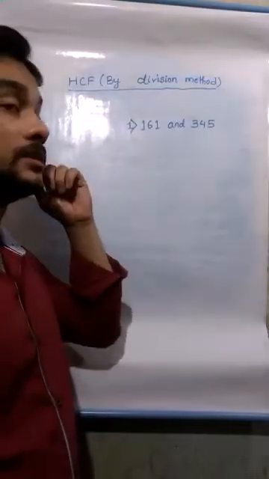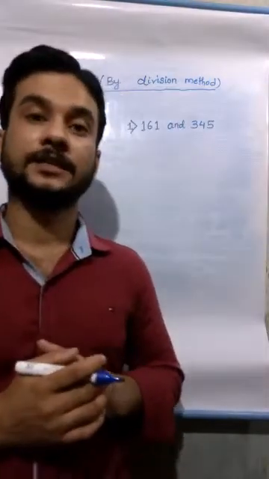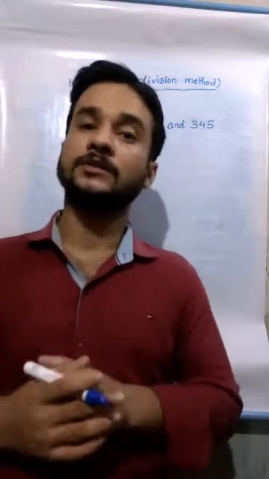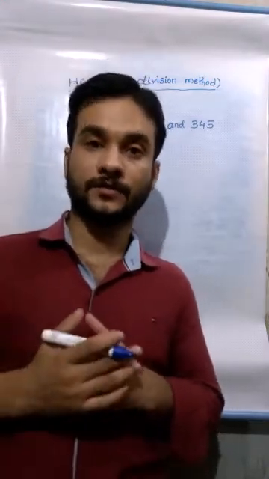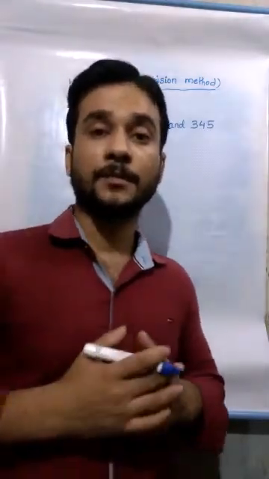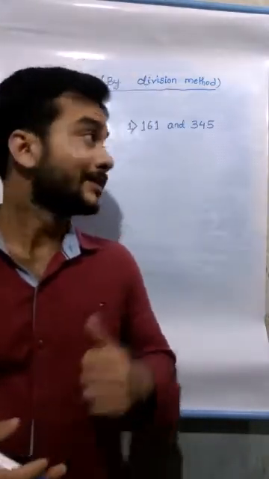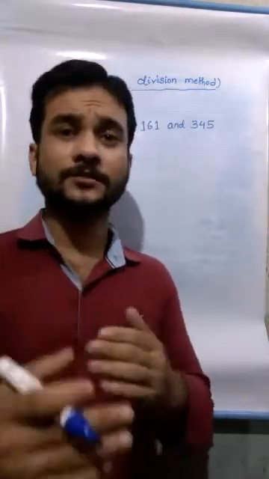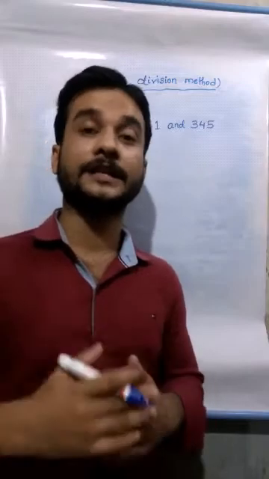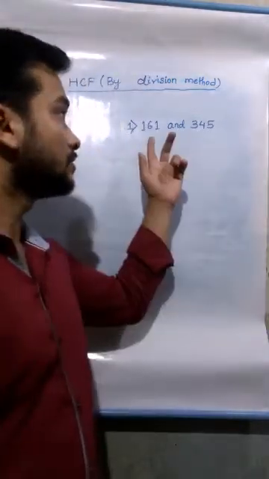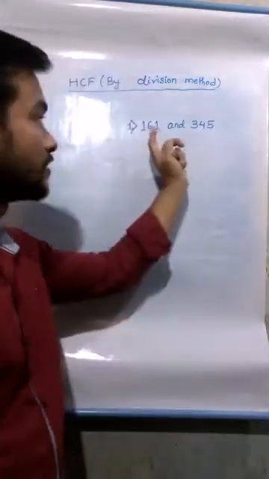Now we will do the HCF. We will find HCF by the division method. This is another method where we can find HCF by using division. Here you don't have to do anything, you just have to divide the numbers to find the HCF. So let's do an example.